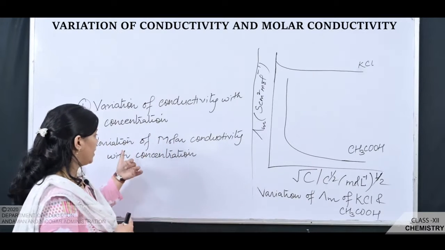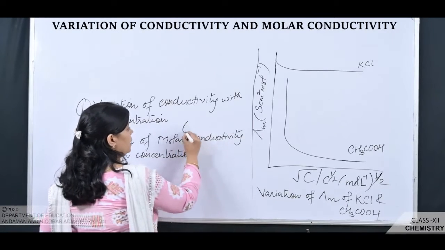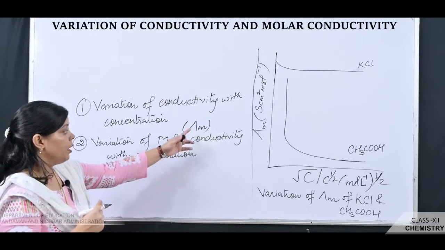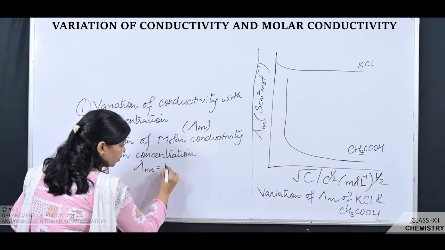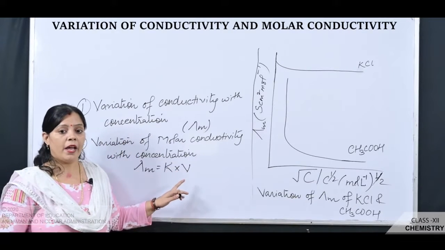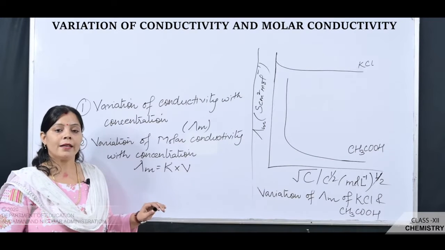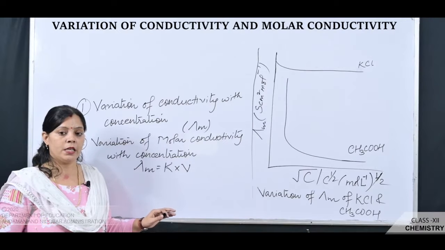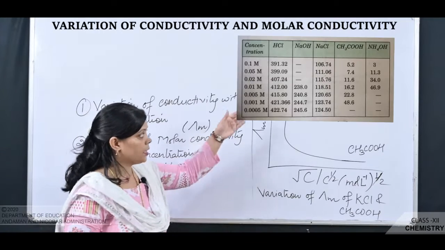Next is the variation of molar conductivity with the concentration. The molar conductivity is represented as kappa m. So children, what is the formula to calculate the molar conductivity? The molar conductivity is equal to conductivity into volume. To understand the variation of molar conductivity with the concentration, let us examine the value of molar conductivity for different electrolytes at different concentrations in this table.